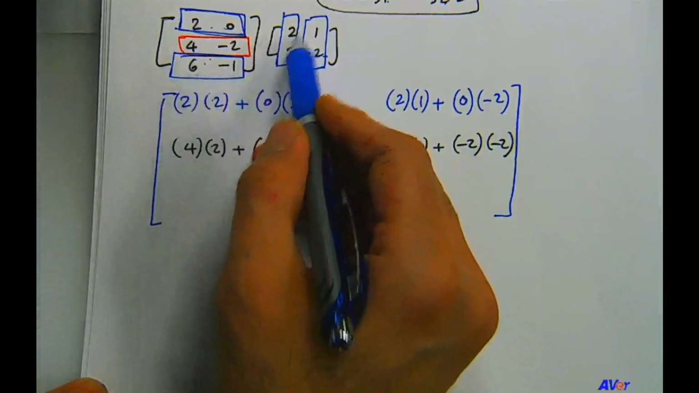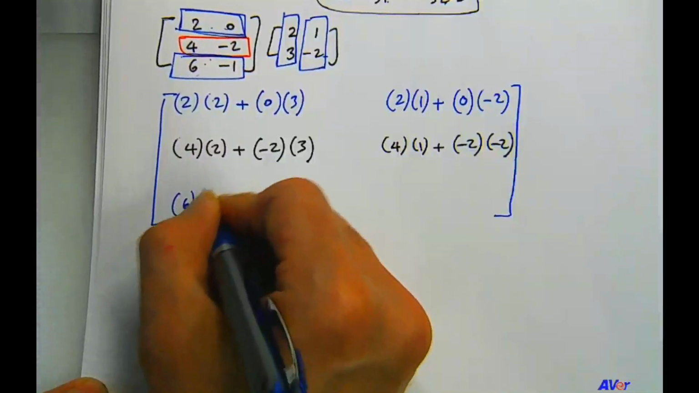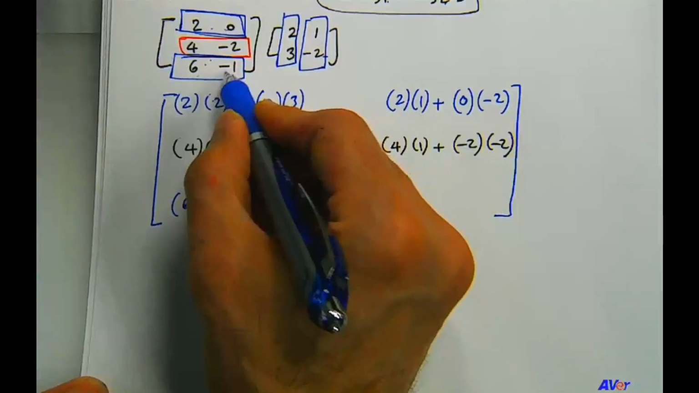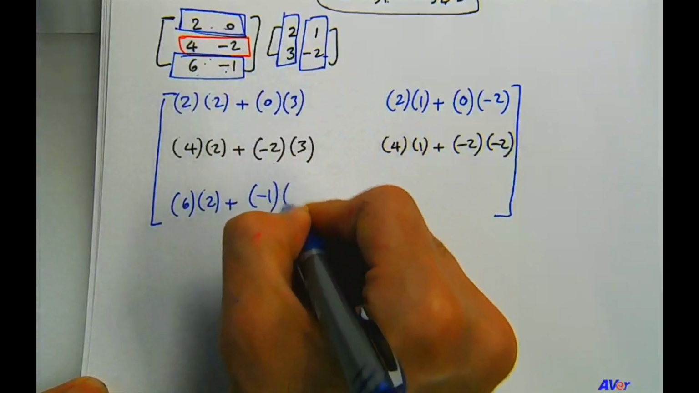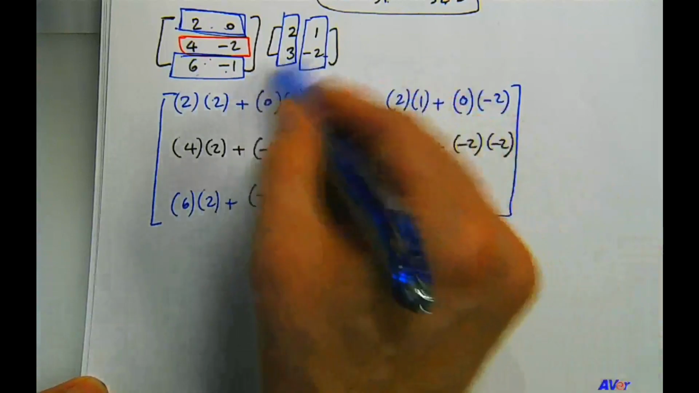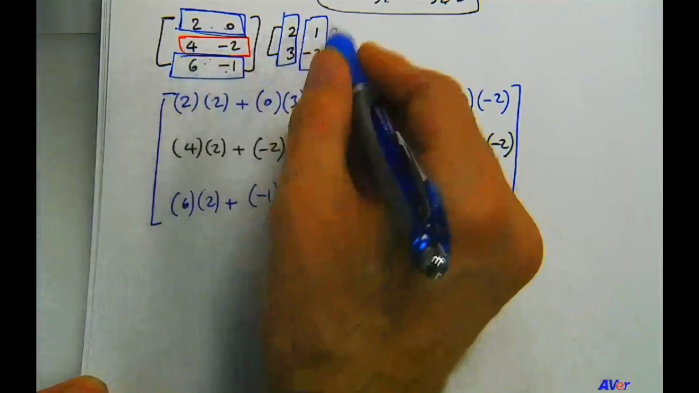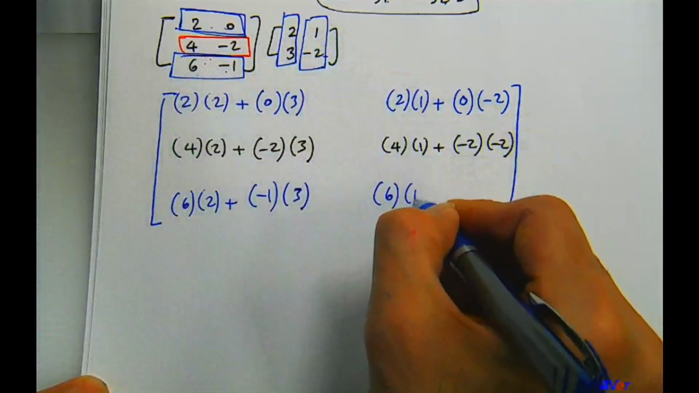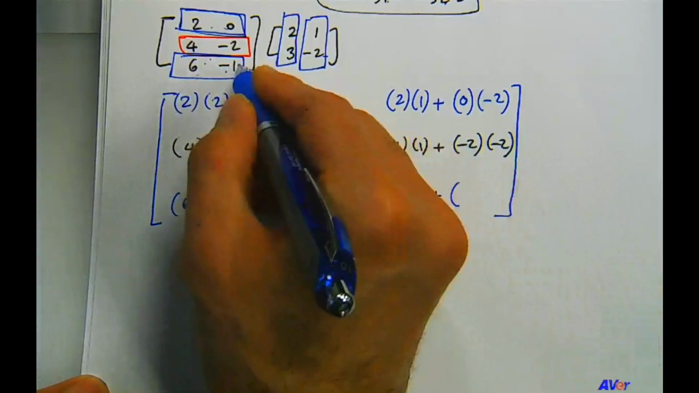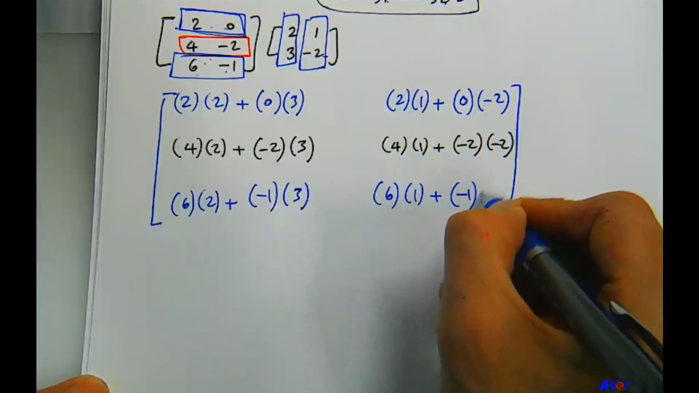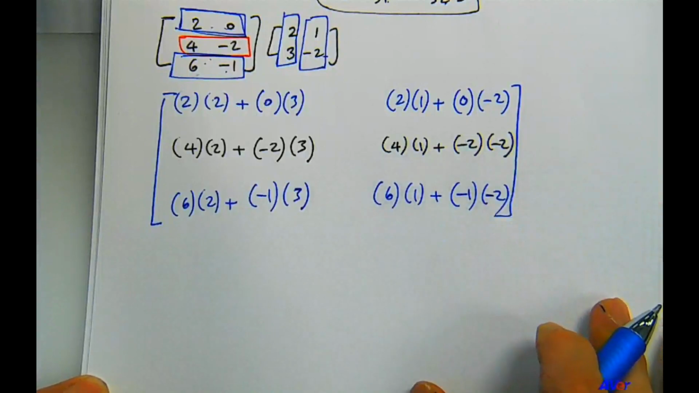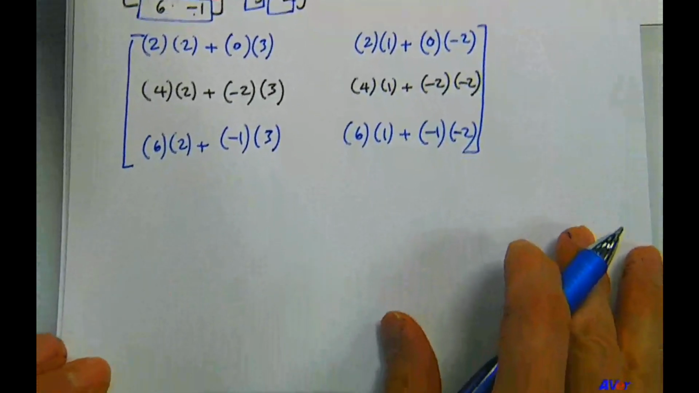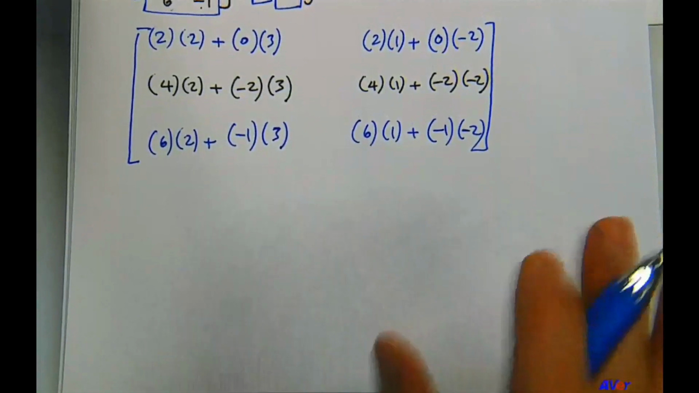So 6 times 2 plus negative 1 times 3. Then the second column, 6 times 1 plus negative 1 times negative 2. Like that. Okay, so now we do the arithmetic part.